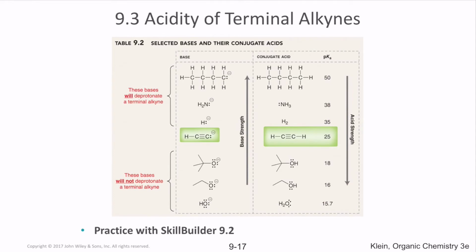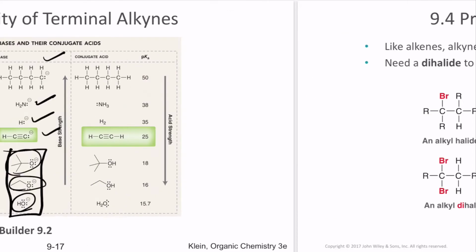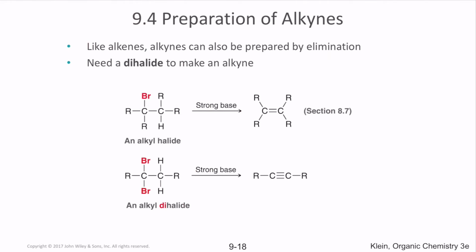Now, these are some of the bases that can be compared for deprotonating a terminal alkyne, such as the butoxide ion, the amide, and the hydride. Some of these structures cannot deprotonate. For example, tert-butoxide, ethoxide and hydroxide cannot deprotonate a terminal alkyne because they are not strong enough.